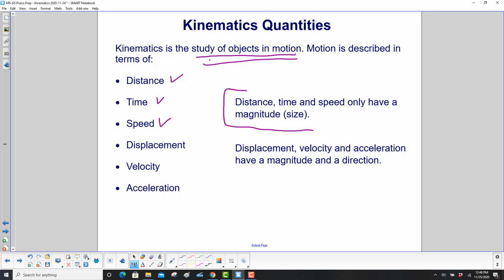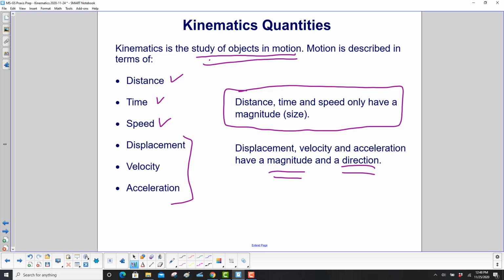Now these first three only have a magnitude, they only have a size associated with them. Then we have displacement, velocity, and acceleration. They certainly have a magnitude or a size, and they also have a direction.